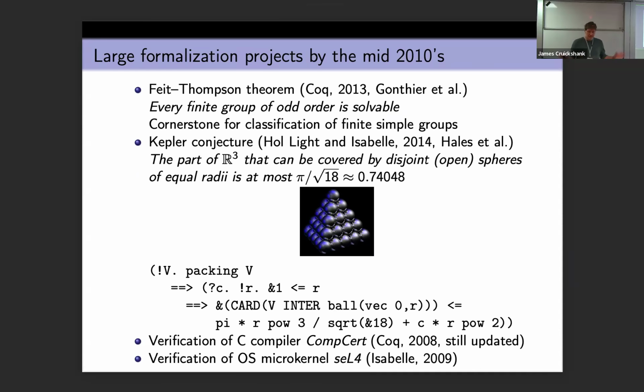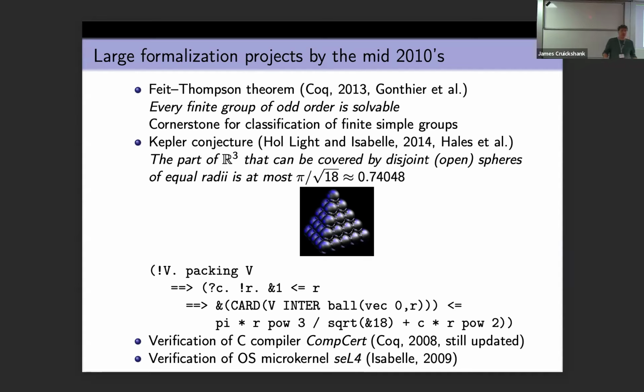So let's say by 2015 or so, or even 2014, what are the really big formalization projects that have been successfully carried out? Of course, different people may have different opinions, but some people call this the Big 4, 10 years ago. One thing that was formalized was the Feit-Thompson theorem: every finite group of odd order is solvable.